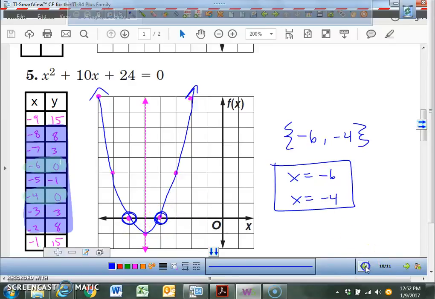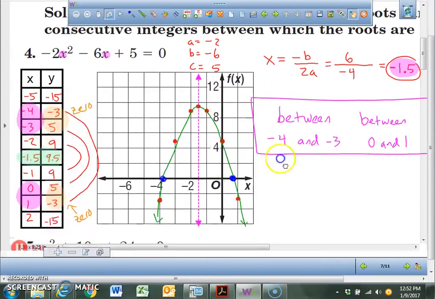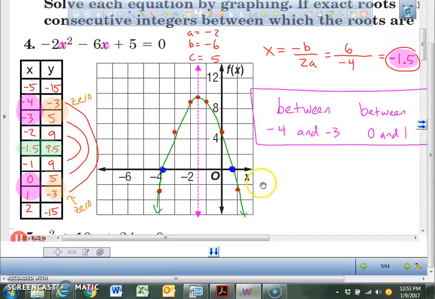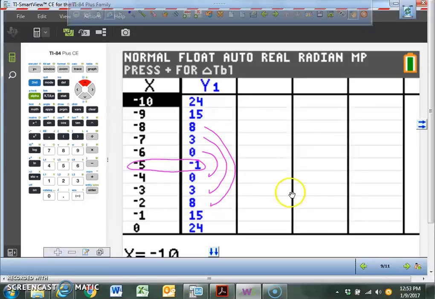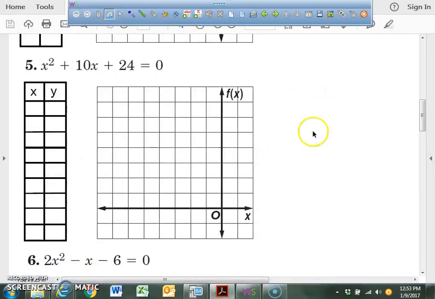So what did I not have to worry about? I didn't have to worry about writing the word between. The last problem, our roots were not perfectly, say, at a -4 or at a 1. They were between 0 and 1 and between -4 and -3. We were estimating. Okay? This time we didn't have to estimate because they were perfectly at these 2 points. All right, let's look at problem number 6, this last problem.